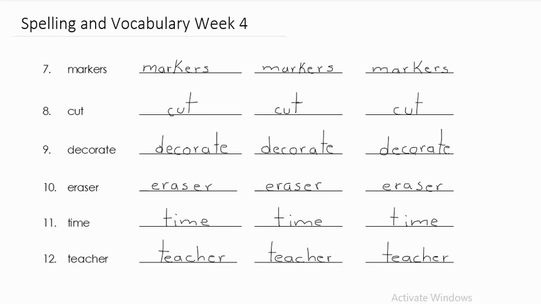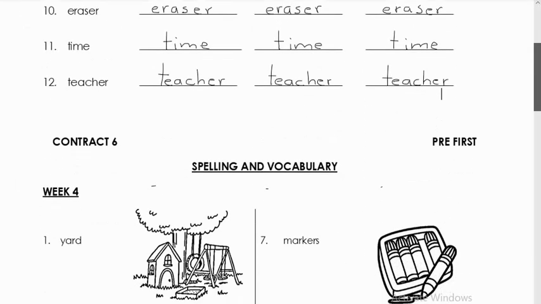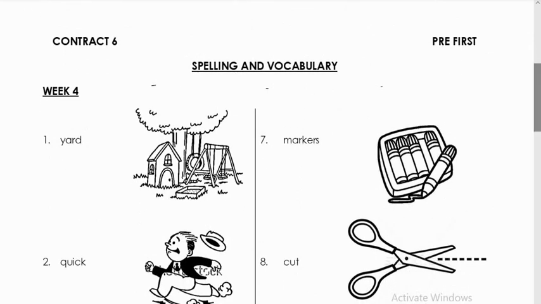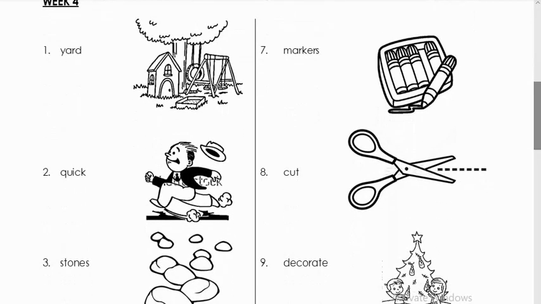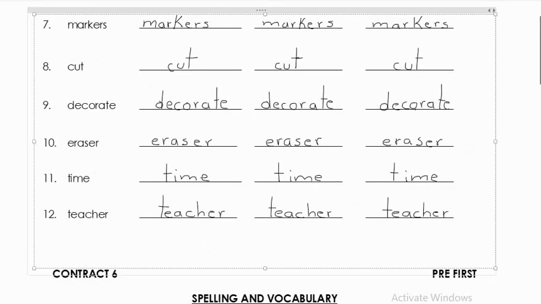And now we have to spell these words. So we are working in the second part of our vocabulary. Please repeat after me, and we are going to say markers. M-A-R-K-E-R-S. Markers. Cut. C-U-T. Cut. Sorry, I don't know what I did.